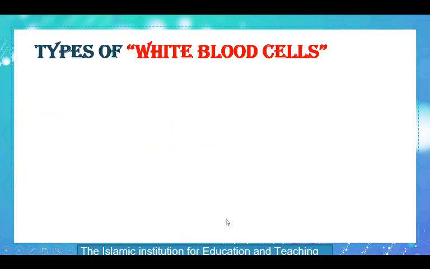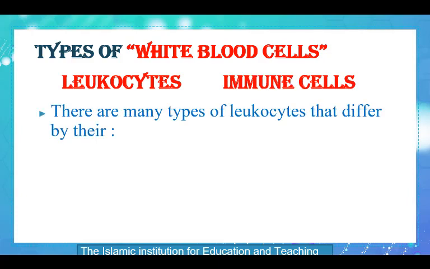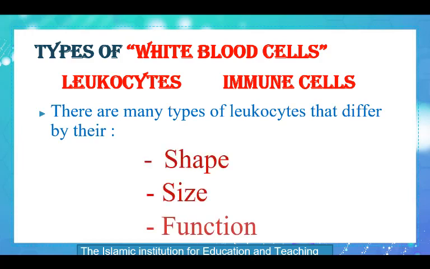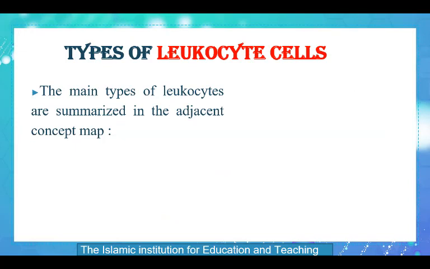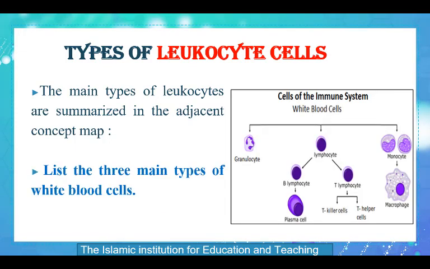We talked before about the characteristics of white blood cells. But how many types of white blood cells are there? Remember that white blood cells are also called leukocytes, or immune cells. There are many types of leukocytes that differ by their shape, size, and function. The main types of leukocytes are summarized in the adjacent concept map. Please list the three main types of white blood cells. Excellent, they are granulocyte, lymphocyte, and monocyte.